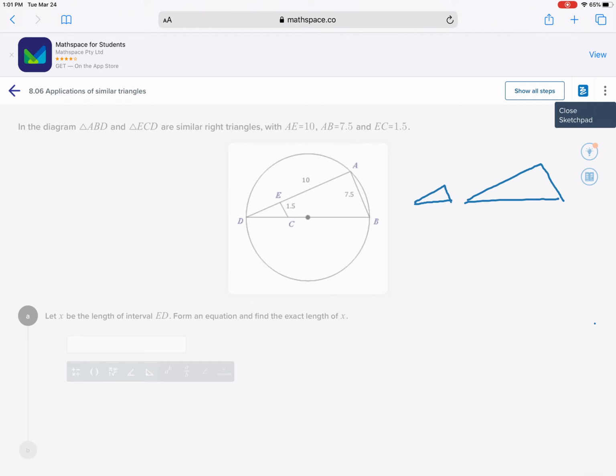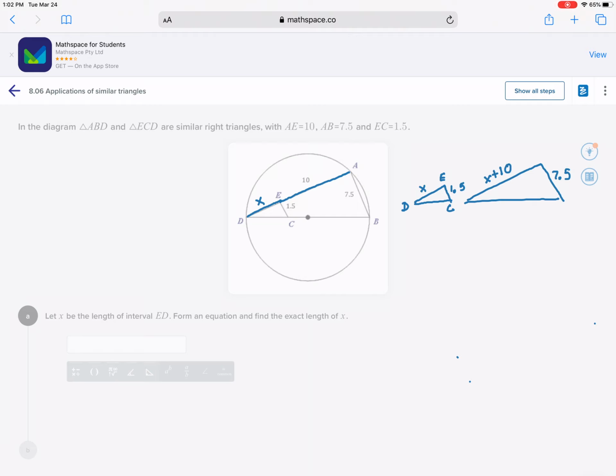So if this is EDC, then ED is going to be x, and then I have 1.5. I have a 7.5. If you notice on this one, only this piece represents 10. So that means the full thing with that x is going to be x plus 10. Okay, so form an equation to find an exact length of x.